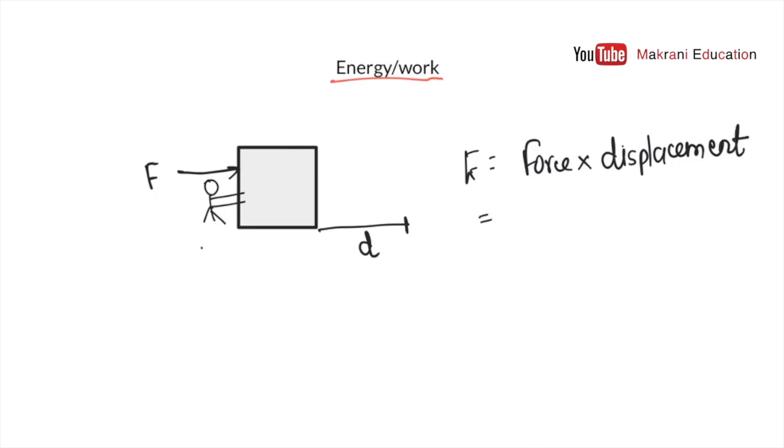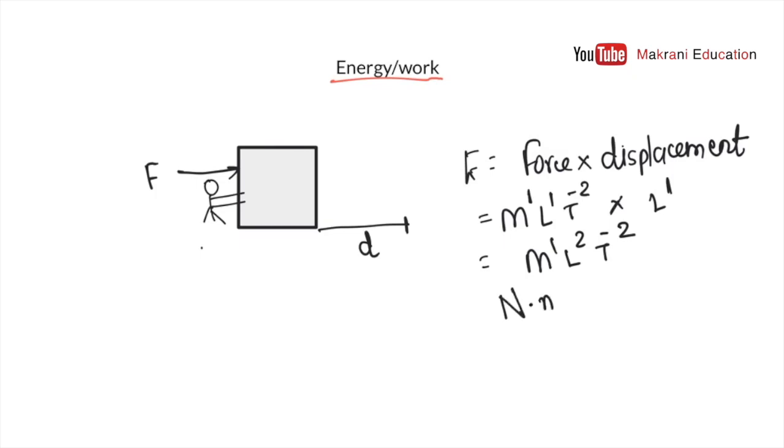So we had seen the dimensional formula of force, that is M^1 L^1 T^-2. Add one more displacement, that is add one more L^1 to our force, we'll be getting M^1 L^2 T^-2. This is the dimensional formula of energy or work done, and its unit is Newton into meter, because unit of force is in Newton, unit of displacement is in meter.